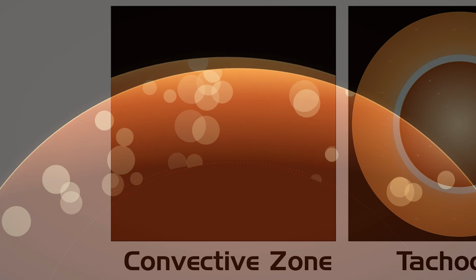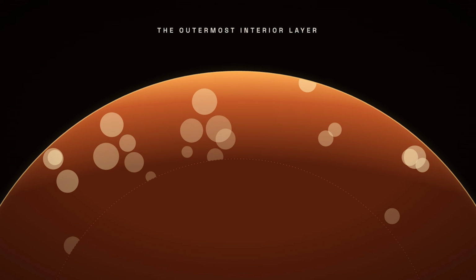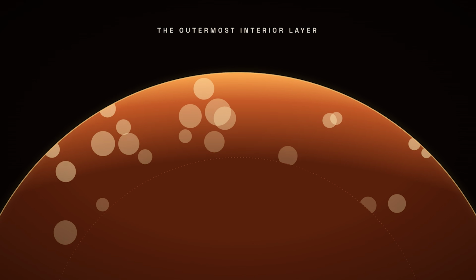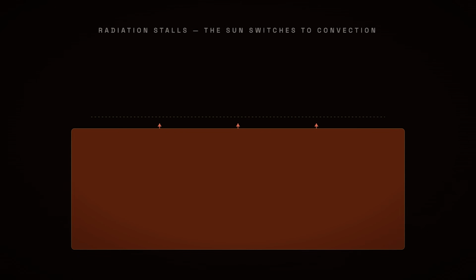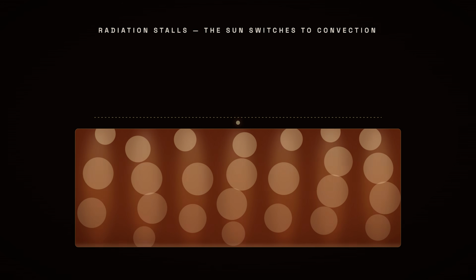Convective zone. The convective zone is the outermost interior layer, sitting just beneath the visible surface. Here, the plasma is cool enough and opaque enough that radiation can no longer carry energy efficiently, so the sun switches to a different method.